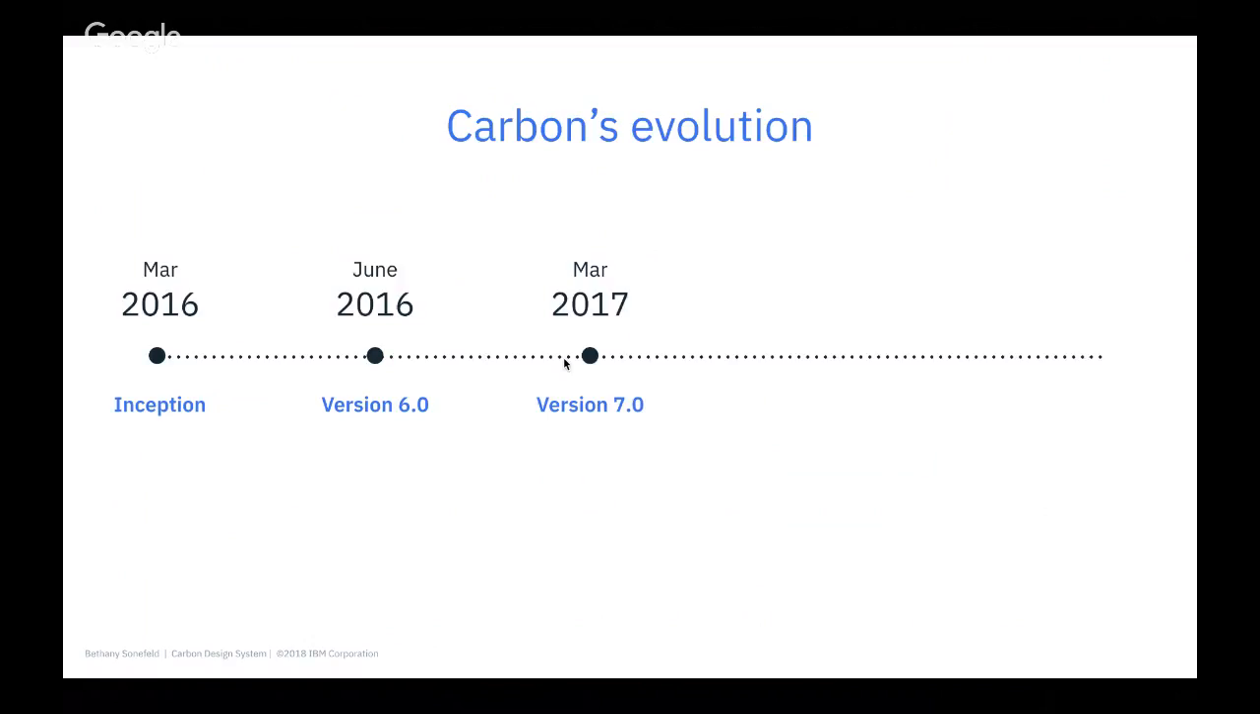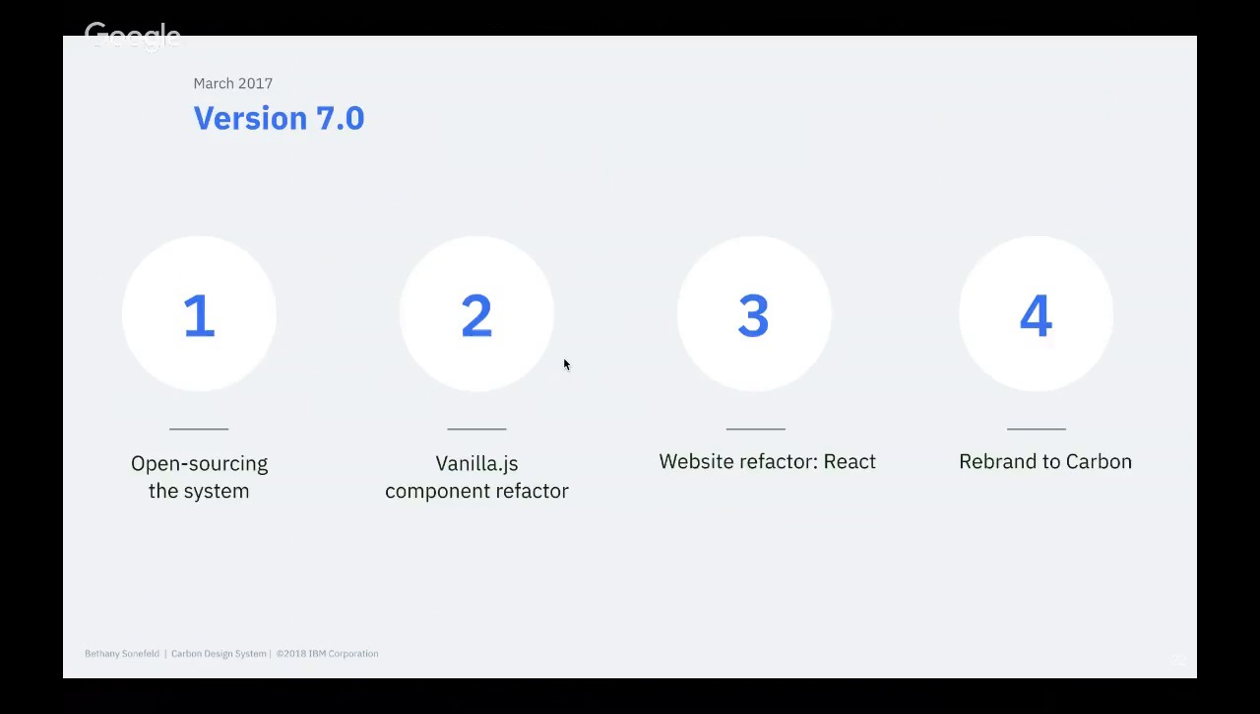So just looking at the timeline of Carbon, we had shipped version 6 in June of 2016. So that was technically our first major release. And then March of this year was version 7.0. And version 7.0 was really focused around 4 key factors. So number 1 was open sourcing the system.